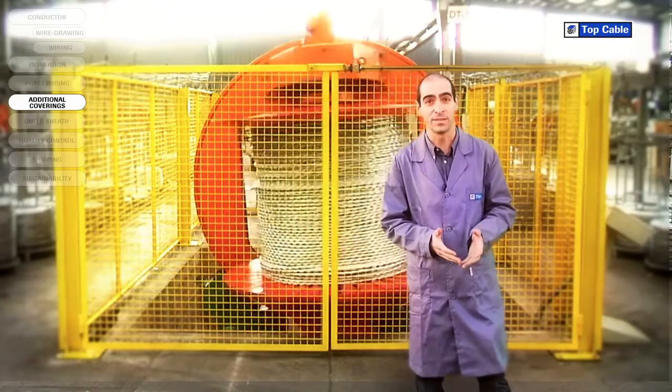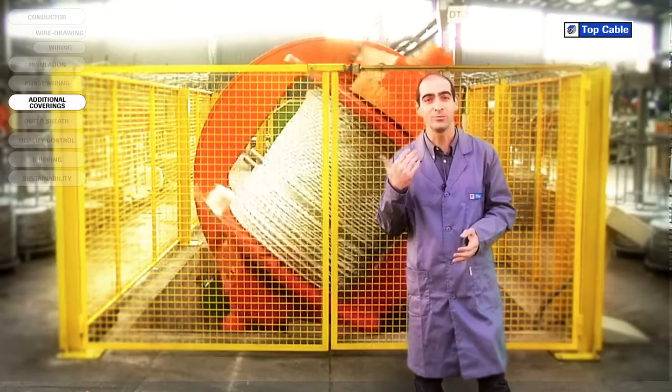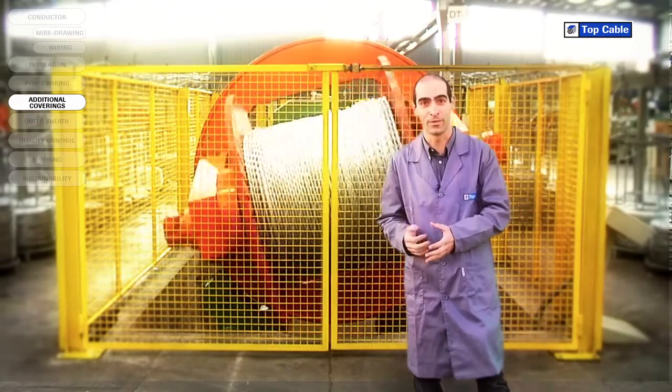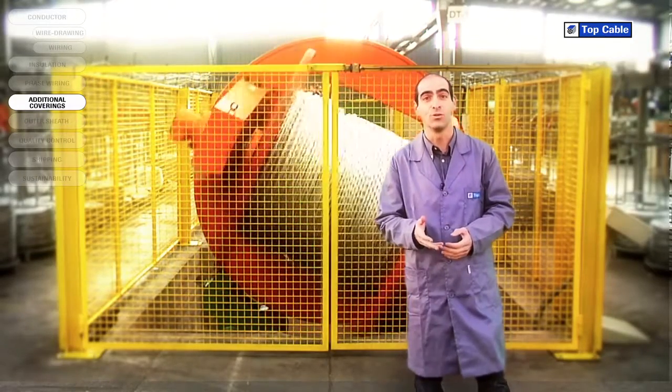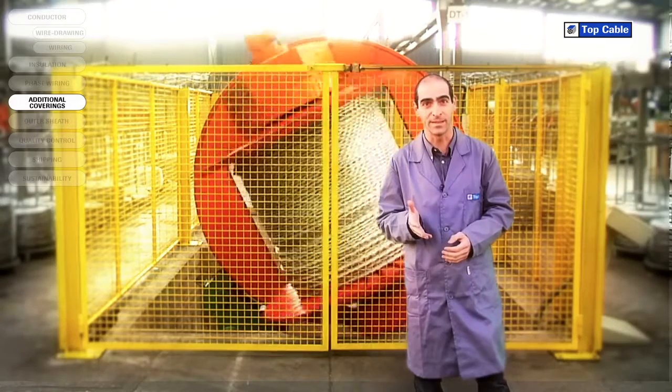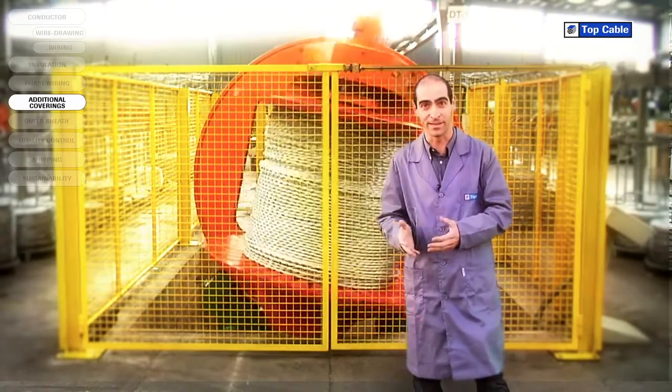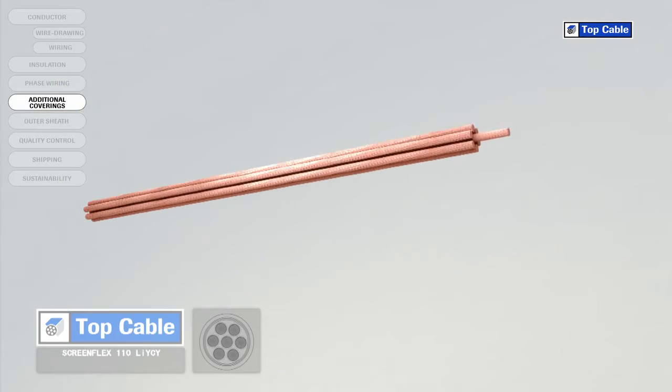However, in some cases the cable may require additional elements in order to improve its protection or operation. Electrical coverings, also called screens, insulate the signals that circulate in the cable from possible external interference.